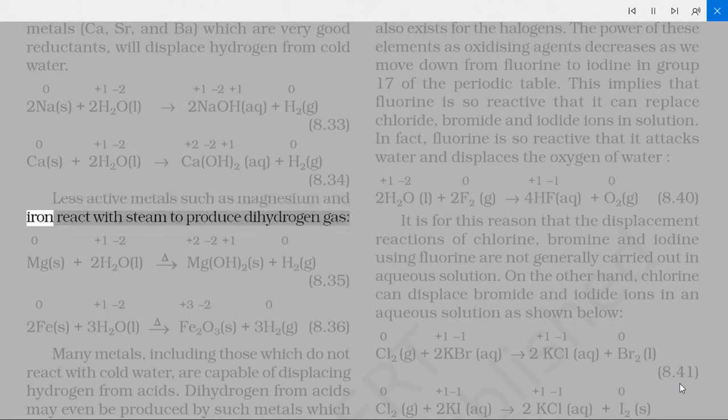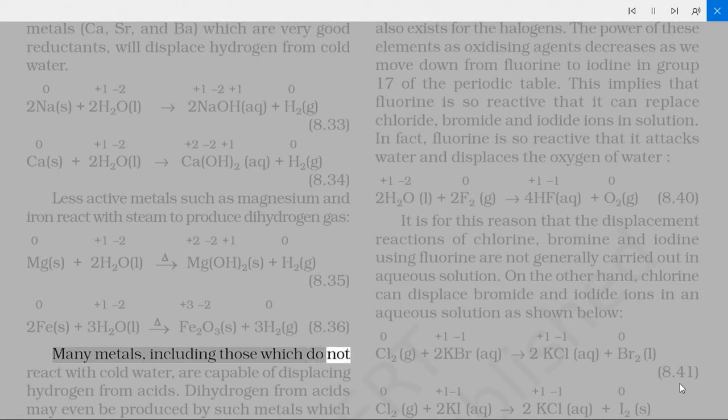Less active metals such as magnesium and iron react with steam to produce the hydrogen gas. Mg(s) + 2H2O(l) → Mg(OH)2(s) + H2(g) (8.35); 2Fe(s) + 3H2O(l) → Fe2O3(s) + 3H2(g) (8.36).